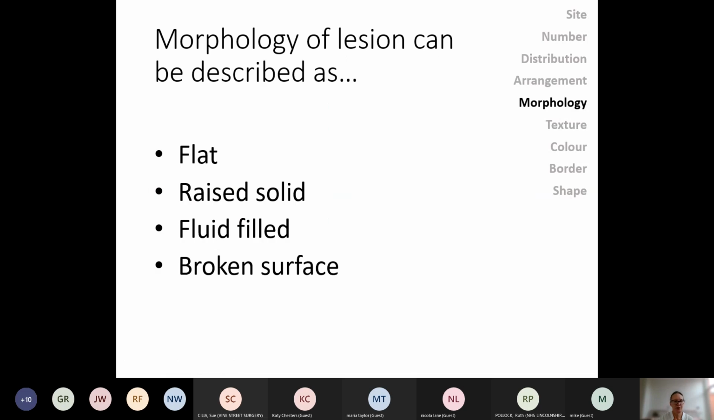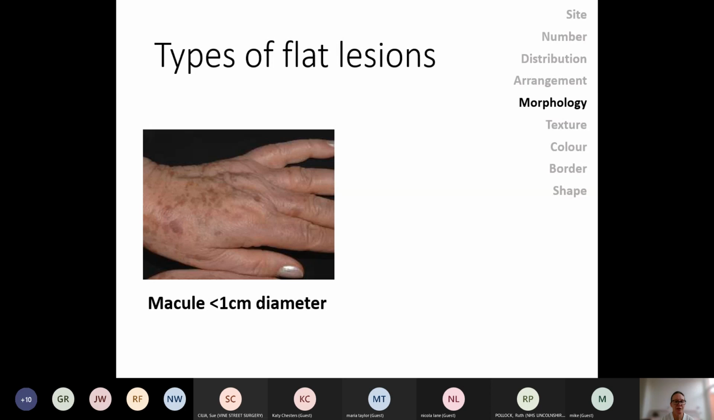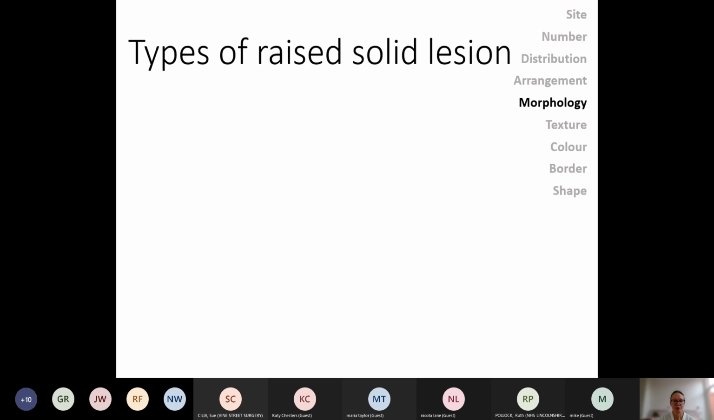When we move on to talk about morphology, this is where the terms get a bit more complicated. We'll go through those slowly, but some of these might be quite new words that you haven't come across before or have seen but don't know what they mean. We begin with ones that are flat, so they're not raised above the surface of the skin. If there's an area of less than about 1 centimetre diameter, we call those flat skin lesions macules. If it's bigger than 1 centimetre, we call it a patch. So that's the distinction between those two.